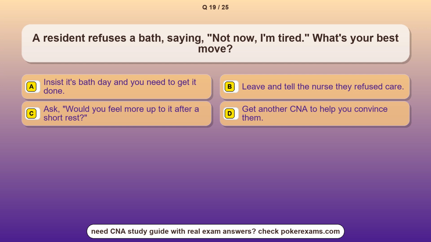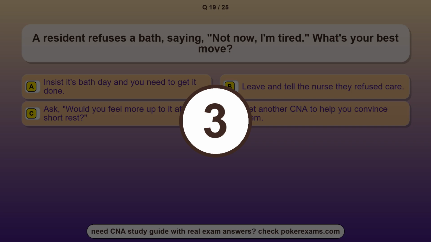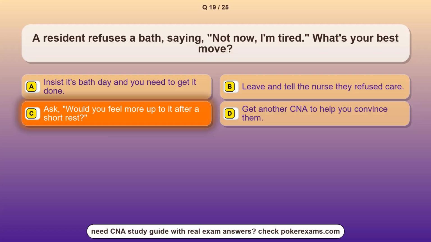Question 19. A resident refuses a bath, saying, "Not now, I'm tired." What's your best move? Option A, insist it's bath day and you need to get it done. Option B, leave and tell the nurse they refused care. Option C, ask, "Would you feel more up to it after a short rest?" Option D, get another CNA to help you convince them. The correct answer is option C, ask, "Would you feel more up to it after a short rest?"